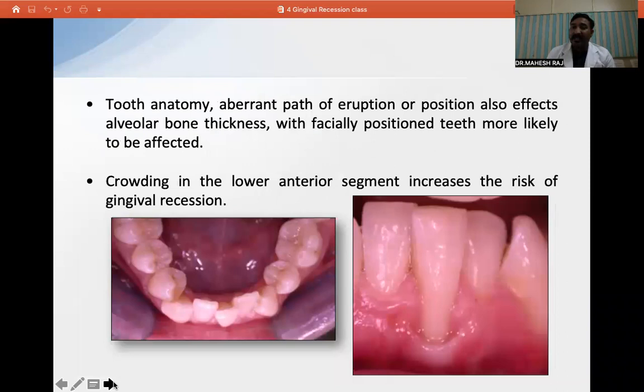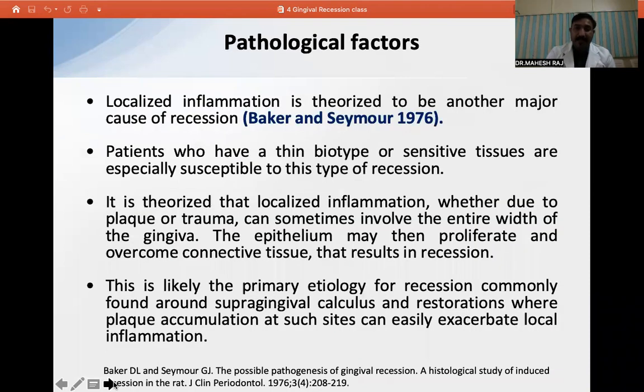The tooth anatomy, the path of eruption, or the position also affects the alveolar bone thickness. Facially positioned teeth are more likely to be affected. Crowding in the lower anterior segment increases the risk of gingival recession, especially the buccally placed lower anteriors, which have more chances and more risk of getting gingival recession.